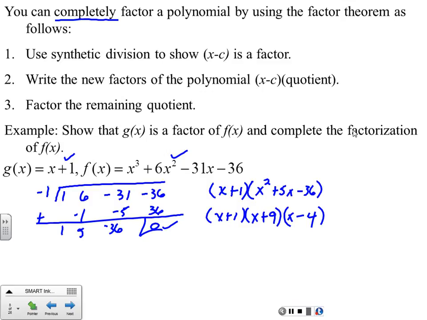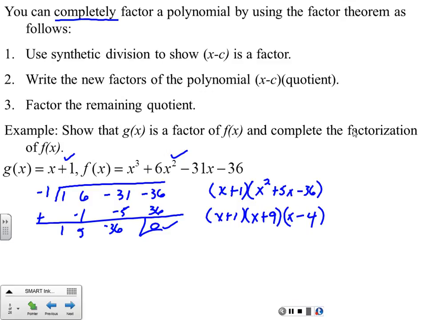What do you think? Do you see how everything builds on it? You got to know how to do that synthetic division. Then you got to understand the remainder theorem. Then you got to understand the factor theorem. And then you got to know how to completely factor. Okay? You know what the next step is?